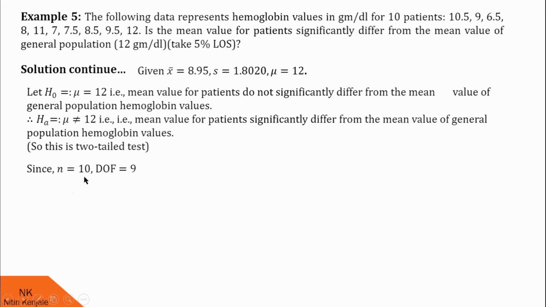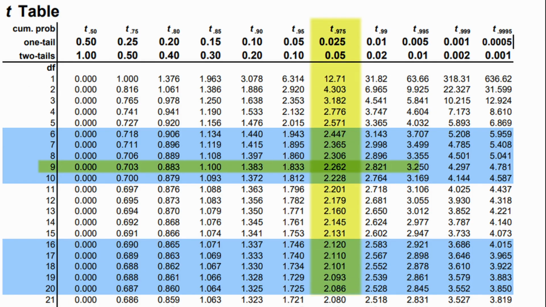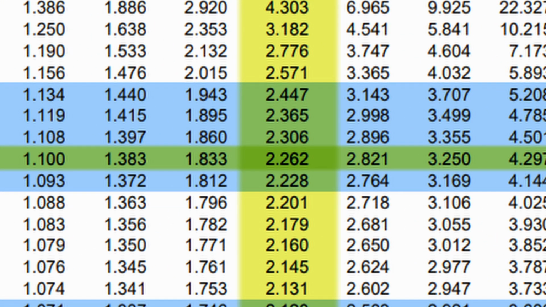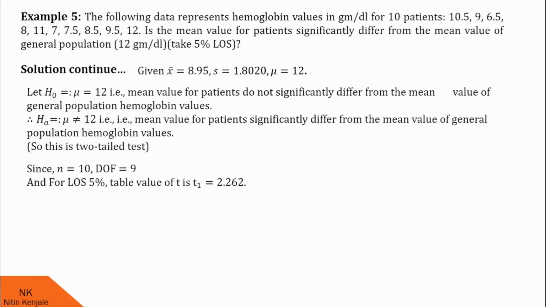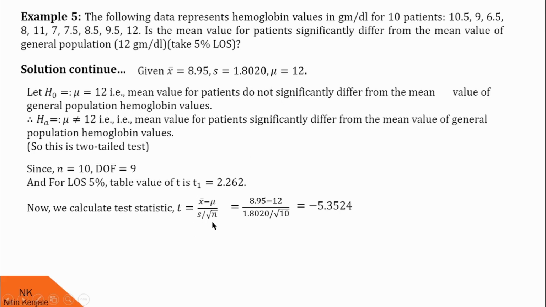Now for two-tailed test, at n is equal to 10, that is degrees of freedom is equal to 9, and at 5% LOS, the table value for T is 2.262. Now let us proceed to calculate test statistic. Test statistic can be calculated using this formula. Here x bar is 8.95, mu is 12, s is 1.8020, and n is 10. After substituting and simplifying, I found T is minus 5.3524.